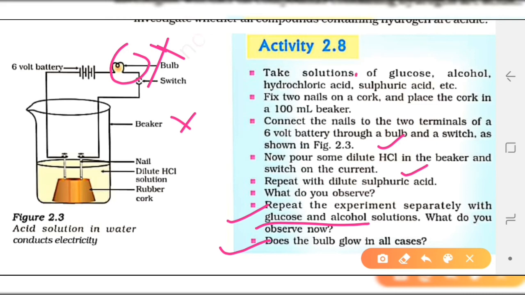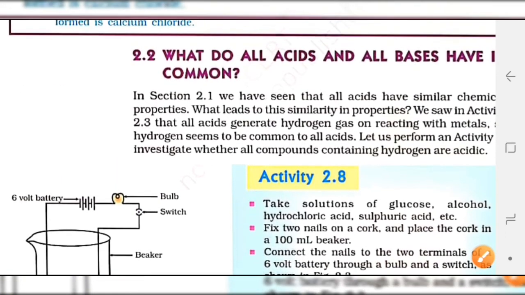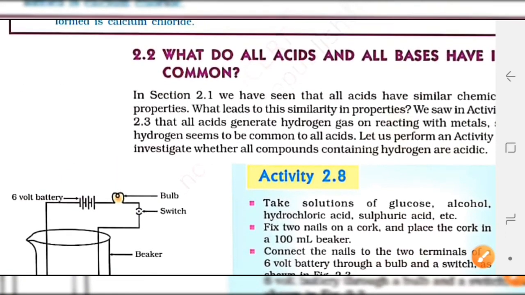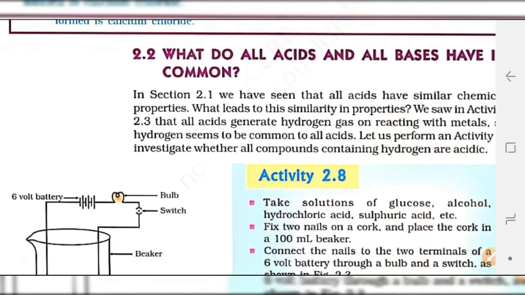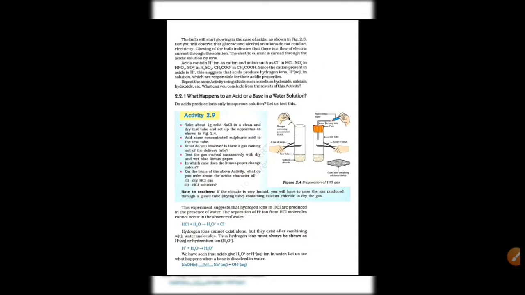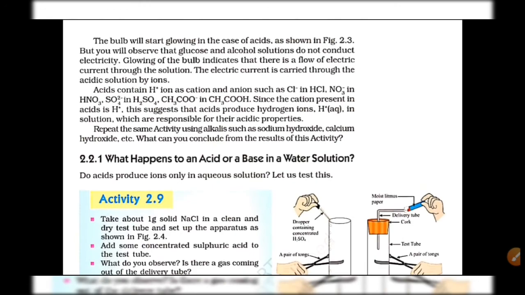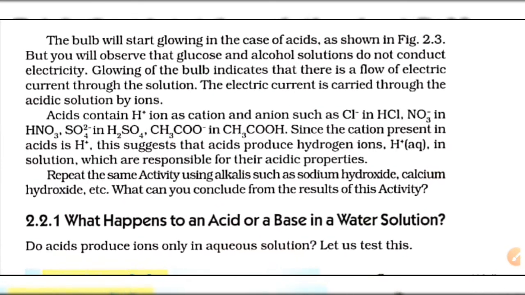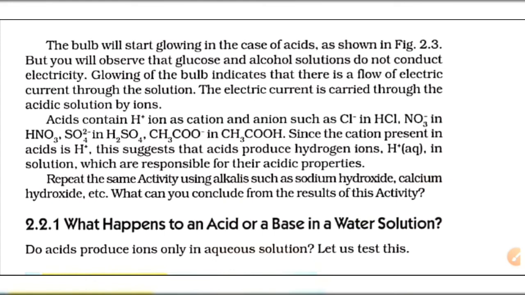So here you have understood the point, what do all acids and all bases have in common. Hope you have understood. The bulb will start glowing in the case of acid, as you have seen in the figure. So the next point is some observations, as I told you from the activity. Once again we will read: the bulb will start glowing in the case of acids as shown in figure 2.3.